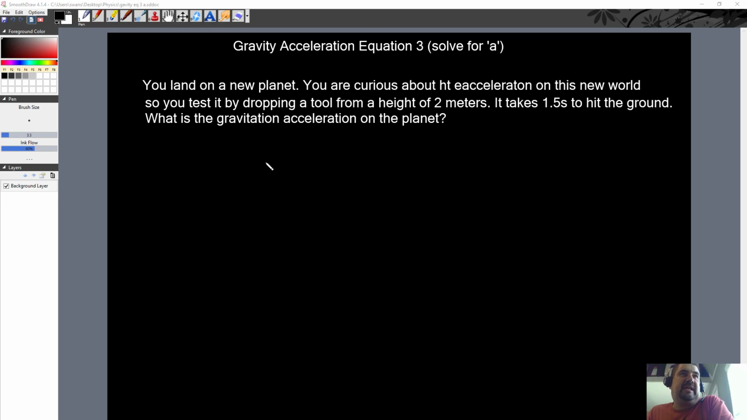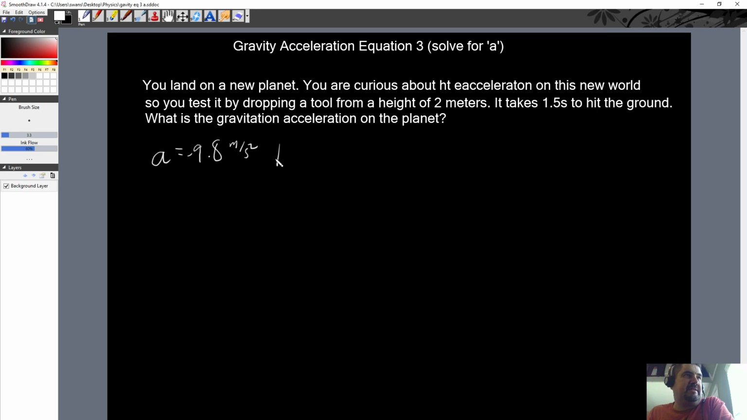Okay, so this is the only exception to the rule I can think of. I always said that if it's a gravity problem, a equals negative 9.8 meters per second squared, always.